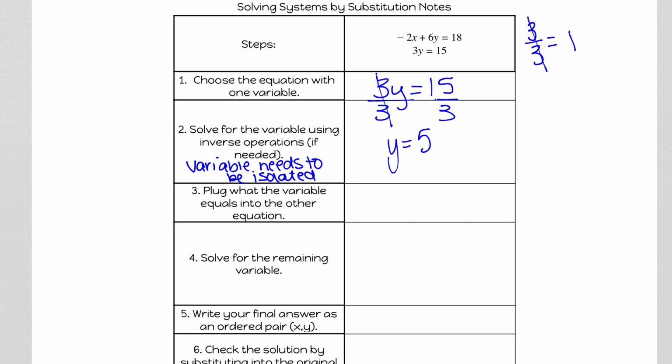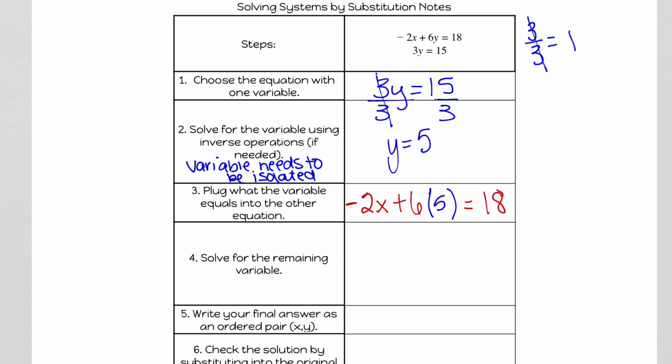I'm going to change my colors real quick right here. I'm going to write down negative 2x. So I'm just writing down the equation right now. Plus 6. Here's where we're going to do something different. Instead of that y, we're going to plug in the 5, or substitute 5 in for y. Okay? And then I'm going to put equals 18.